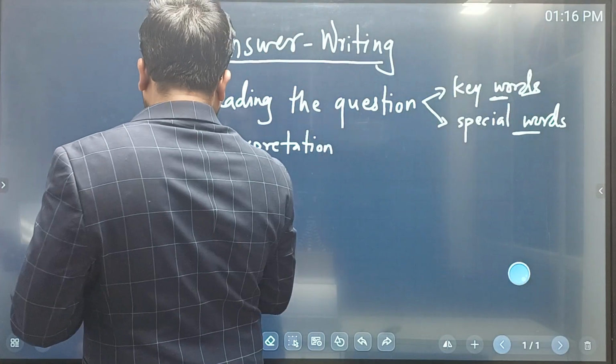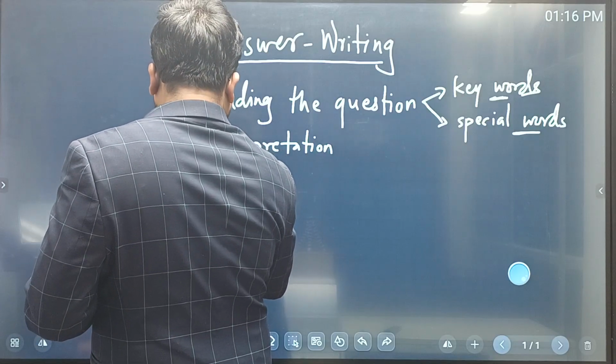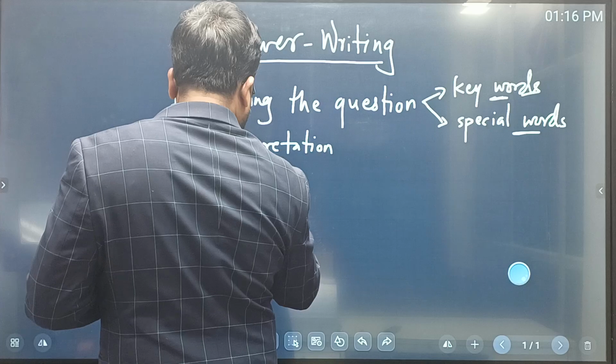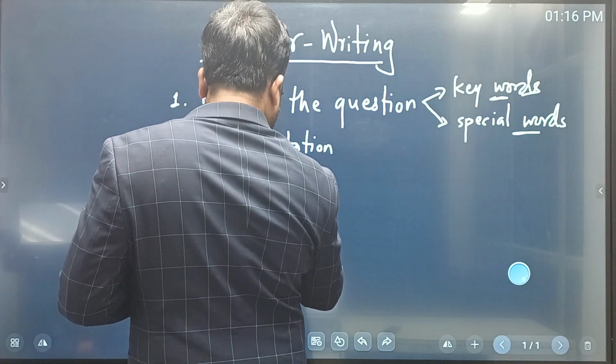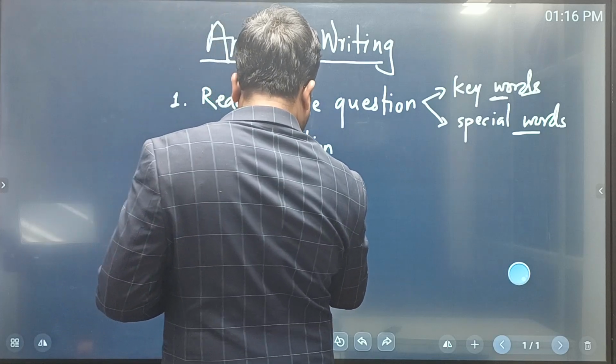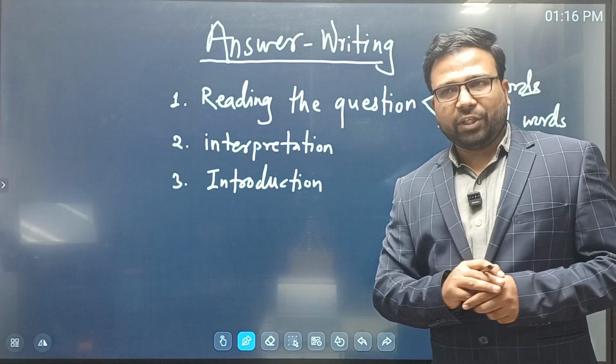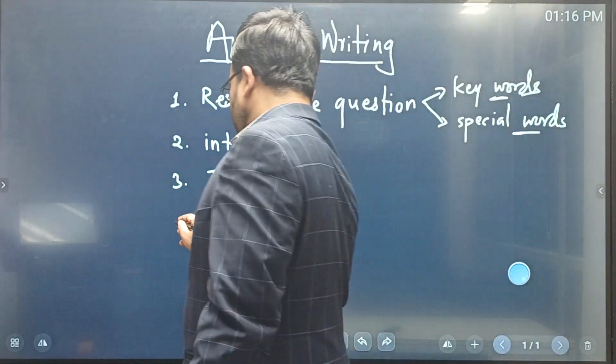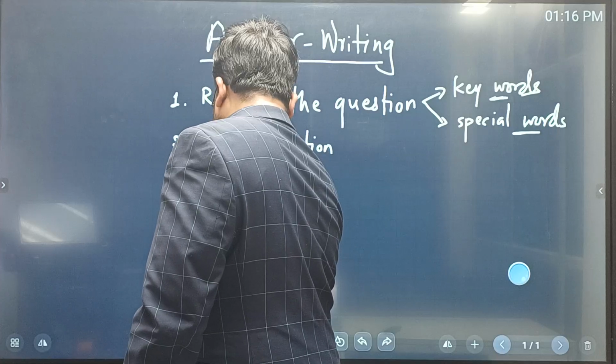Then third is, when we start actually writing the answer, what is the first part of the answer? The first part of the answer is called the introduction. So this is the first part. Then the fourth part is the main body.